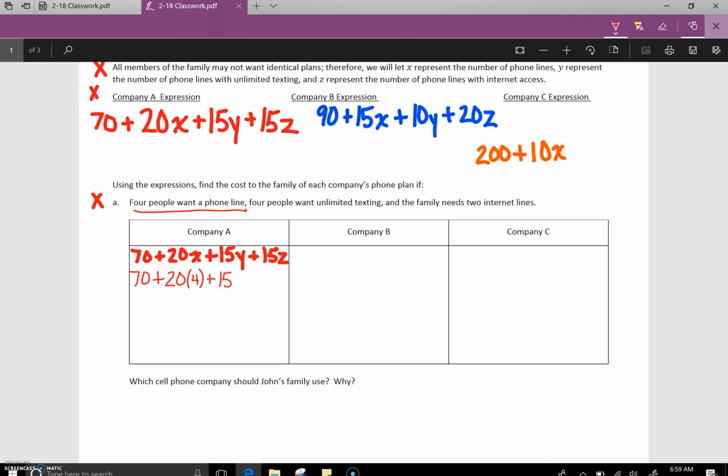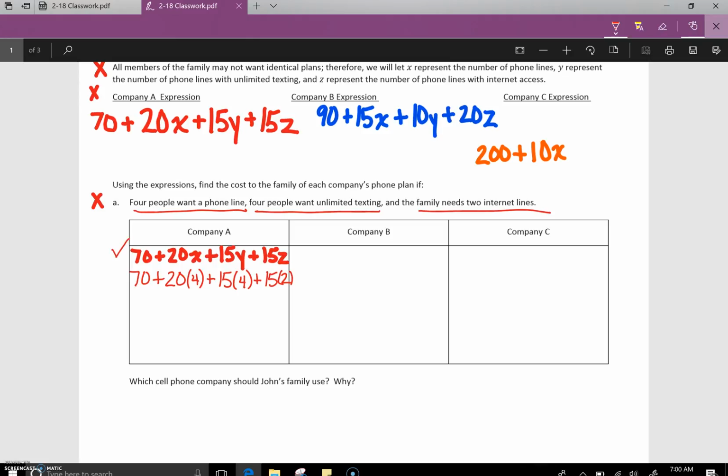For unlimited texting, they also want it for 4 people. So instead of Y, we plug in 4. And the family needs 2 internet lines. So that's going to be 15 times 2 instead of 15 times Z.